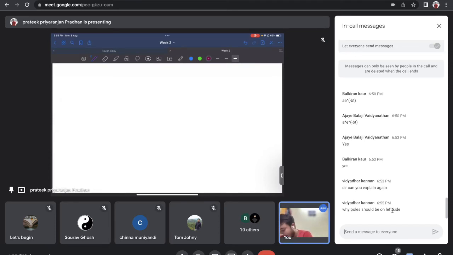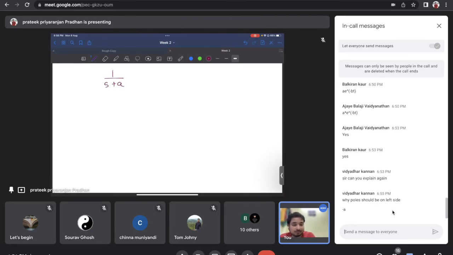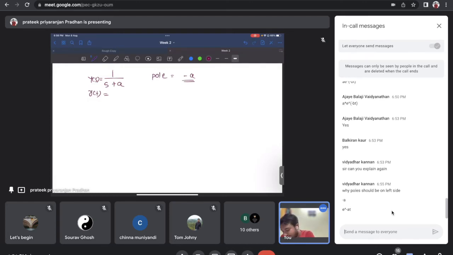The first thing is 1 by s plus a. Let's try it out. Vidyadhar, I want you to be interactive during this. So, what is the pole of the system? Can I get a quick answer from you? Okay. The pole is minus a. And can I get the inverse Laplace transform? If it's Y(s), what will be y(t), the time domain response? Okay, e to the power minus at.